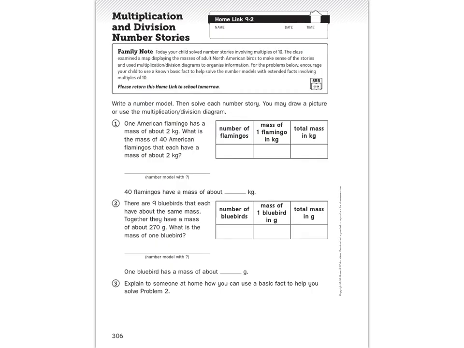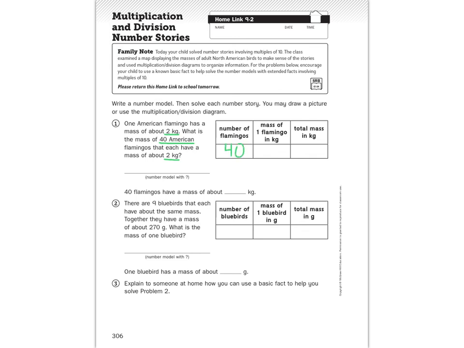All right, for the home link, you are going to be organizing some information. So how you're going to get the information is you are going to do some underlining. So I'll go through number 1 with you. 1 American flamingo has a mass of about 2 kilograms. What is the mass of 40 American flamingos that each have a mass of about 2 kilograms? So we are trying to solve number 1. We're trying to solve the number of flamingos of 40.